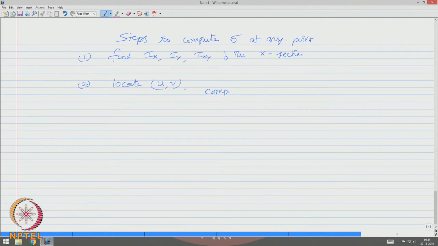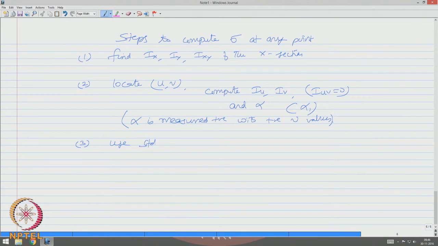So, compute Iu, Iv, and we know Iuv is 0, and alpha. To be very clear, alpha 1. Please understand, alpha is measured positive with positive v values. Okay. Then once you locate the principal axis of inertia, use the standard equation of flexure to estimate the bending stress.